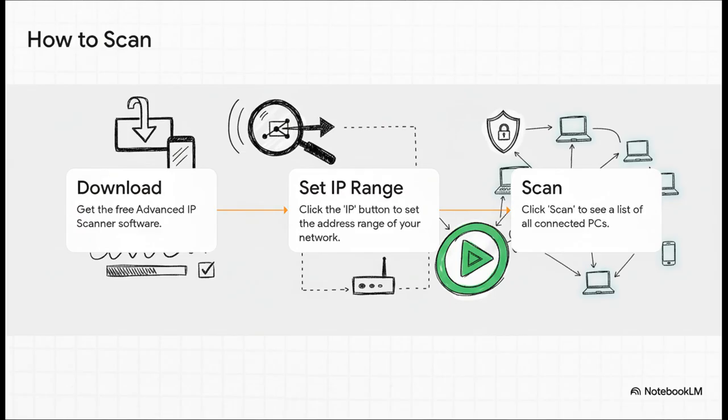First, you download and install the program. Super quick. Second, you just click this little IP button at the top, and it automatically figures out your network's address range. And third, you smash that big green scan button. That's literally all there is to it.